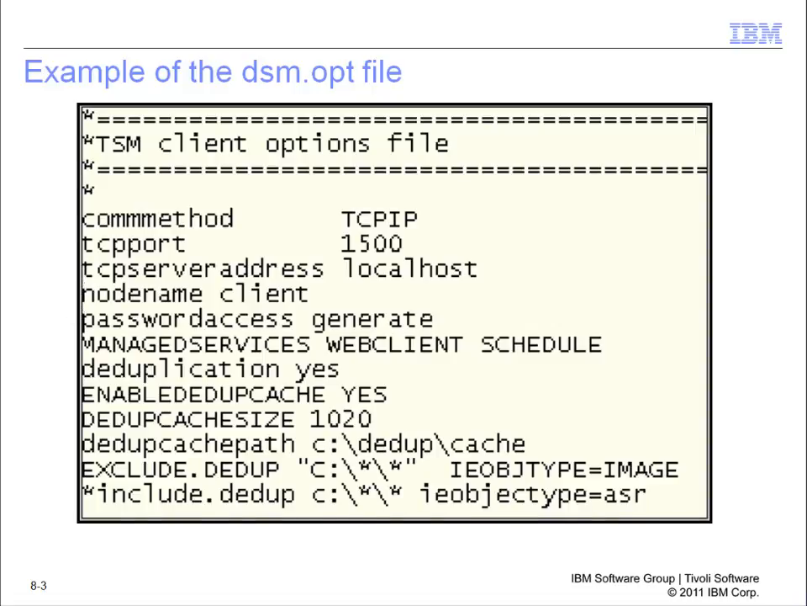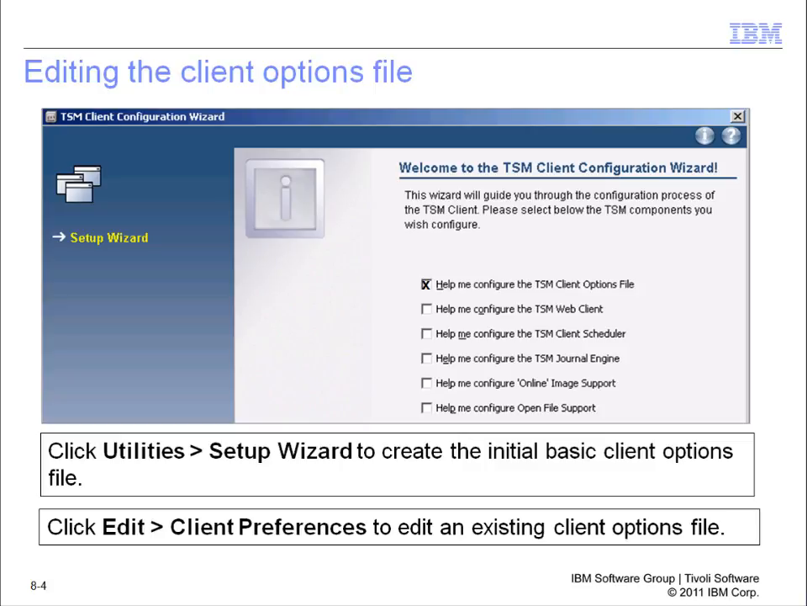You can create or edit your options file using the backup archive GUI. You would go to Utilities and then click Setup Wizard. This is how you would set up the initial options file. If you need to change an existing options file, you can either edit the file directly or, with the backup archive GUI, click Edit Client Preferences and then edit the existing client options file.